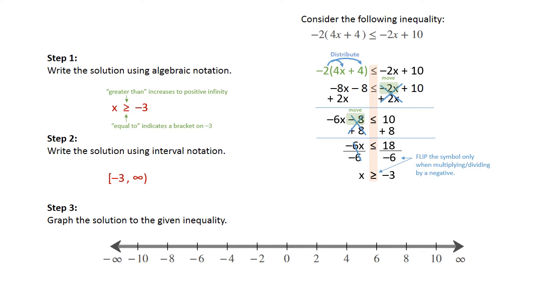And we're going to graph the solution just like the interval notation. We're going to put a bracket on negative 3 and shade all the way up to infinity, and then just put a parenthesis at the other end. And that is the solution to this inequality.